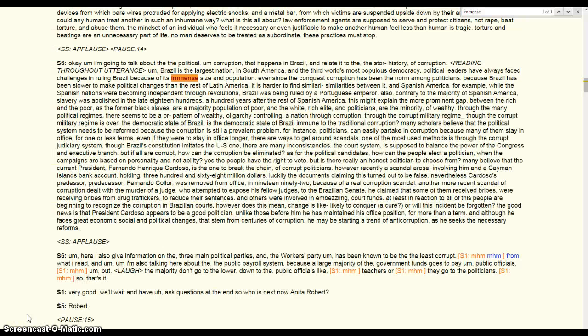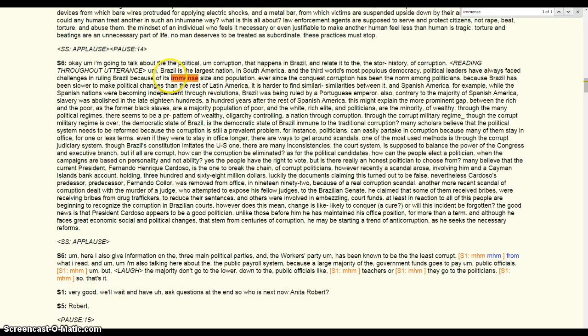Here's an example of the third word on the list in context, immense. Okay, so let's read this paragraph. Okay, I'm going to talk about the political corruption that happens in Brazil and relate it to the history of corruption. Brazil is the largest nation in South America and the third world's most populous democracy. Political leaders have always faced challenges in ruling Brazil because of its immense size and population.